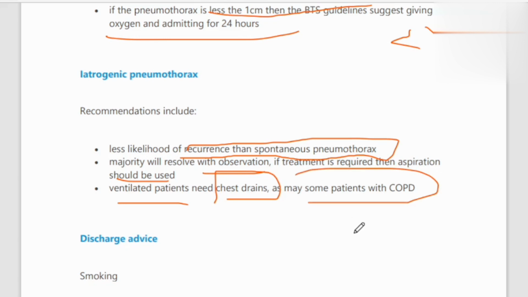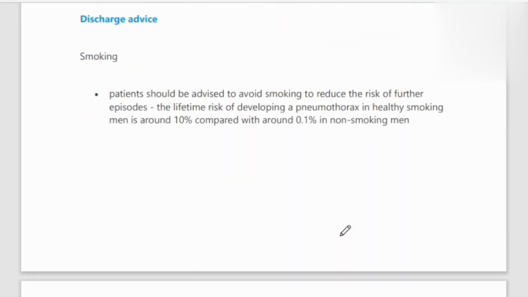The other one is an iatrogenic pneumothorax, which mostly occurs. It has a lower likelihood of recurrence than spontaneous pneumothorax. The majority will resolve with observation. If treatment is required, then aspiration should be used. In a ventilated patient, it needs a chest drain.